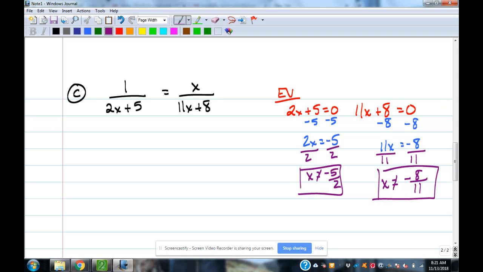Now, to solve this, what do we do? Cross multiply, just like we did on the previous problems. Because it's one fraction equal to one other fraction. That's when we can cross multiply. So when I do that, x times 2x plus 5 is going to be what? 2x squared plus 5x. Good. And the other side is just 11x plus 8 because it's 1 times that.